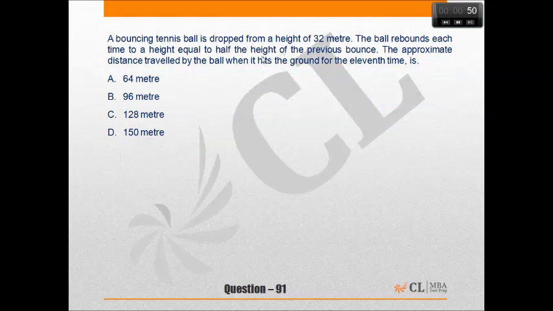Ball rebounds to a height equal to half the previous bounce, approximate distance. So first time it will do 32 when it is dropped from a height of 32, and then rebounds to a height equal to half the height of the previous bounce. Then it will do 32 plus 32 plus 16 plus 8 plus 4. 64, 80, 88, 92, 96. It will be 96. Okay, any other stupid question like this? No, I don't think I have done a very good job, but that's fine, can't help it.